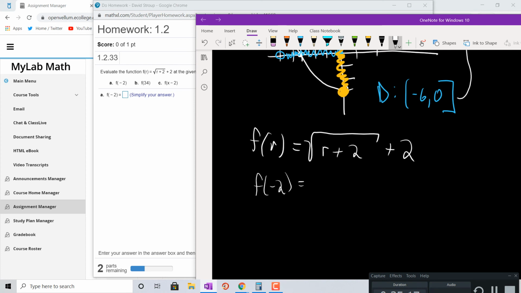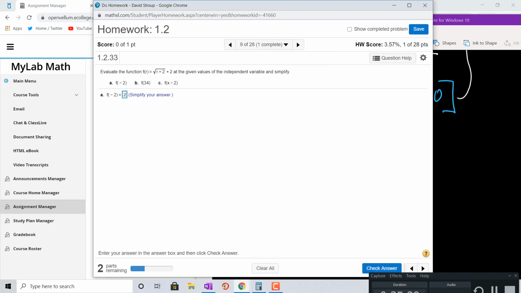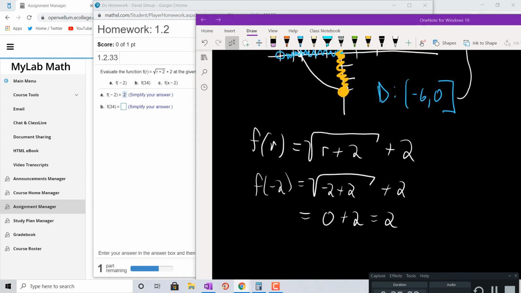Okay, so that would be square root of -2 plus 2 plus 2. -2 plus 2 is 0. Square root of 0 is 0. So that would be 0. Um, 34. So plugging that in for r, it would be 34 plus 2 is 36. Plus 2. Square root of 36 is 6. Plus 2 is 8.